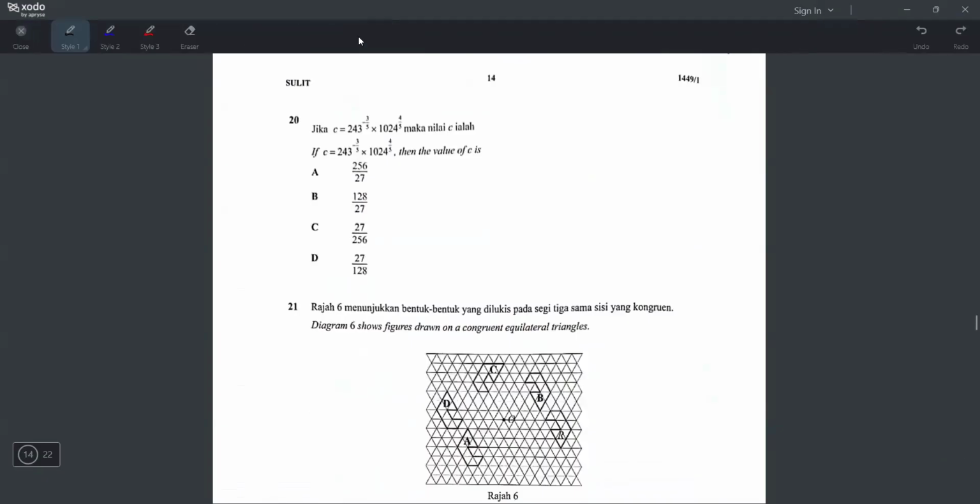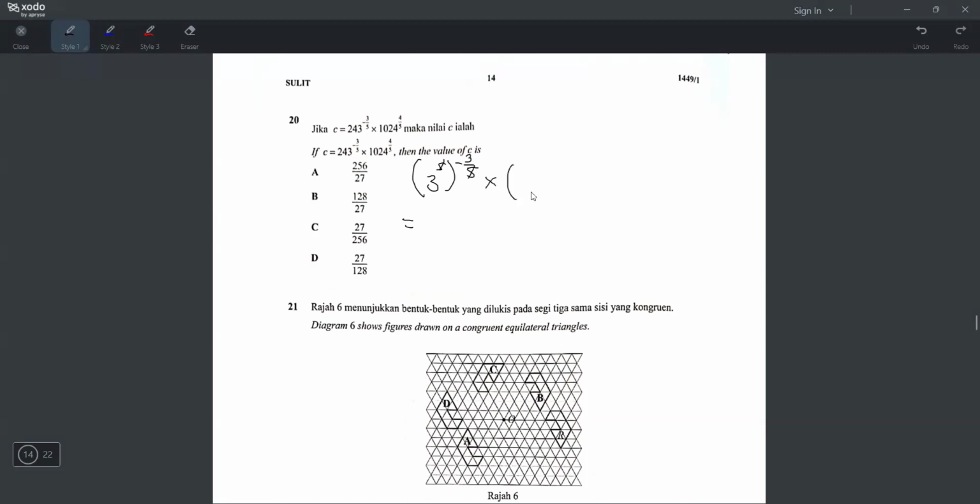Let's continue. Question number 20. If C equals this, find the value of C. You can use a calculator actually, just press this whole thing. But I don't want to use a calculator, I want to do it myself. So 243, I will change to 3 power 5, and the power here is negative 3 over 5. If you press 3 power 5, you get 243. But why do I change 243 to 3 power 5? Because I know I can cancel here later.